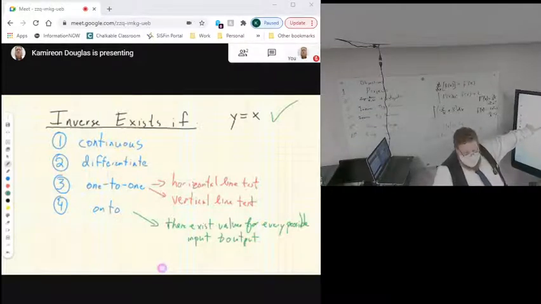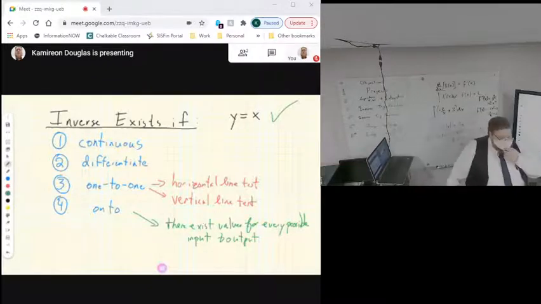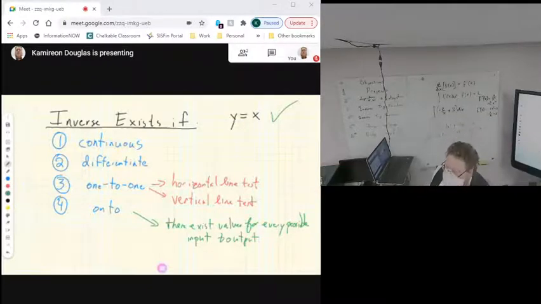Number two, I can differentiate. If I take the derivative of that function, I get 1, I'm good. Is it 1-to-1? Yes, it passes the vertical and the horizontal line tests. Is it onto? Is every possible input and output found? In other words, are there any gaps in my domain? No. So that guarantees an inverse.